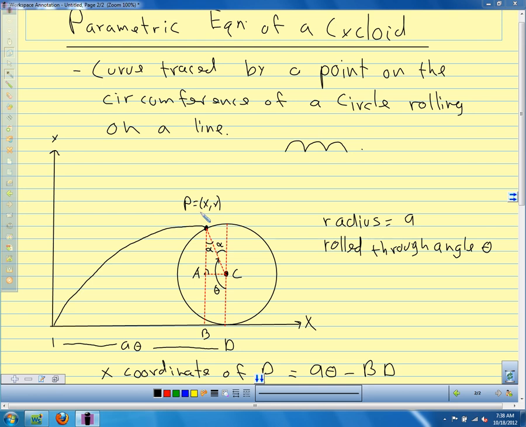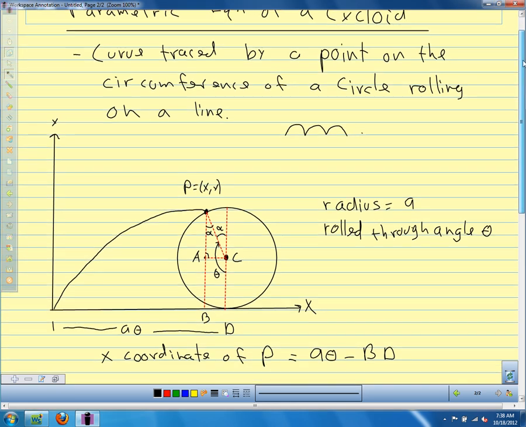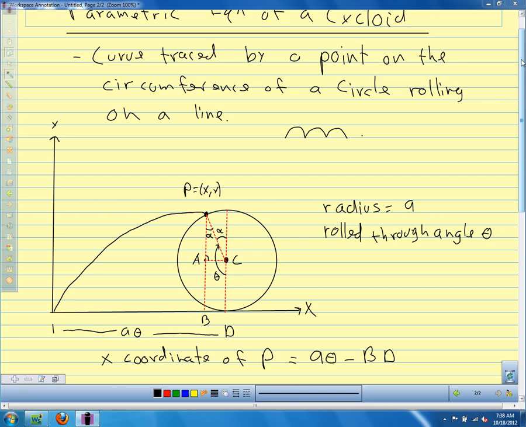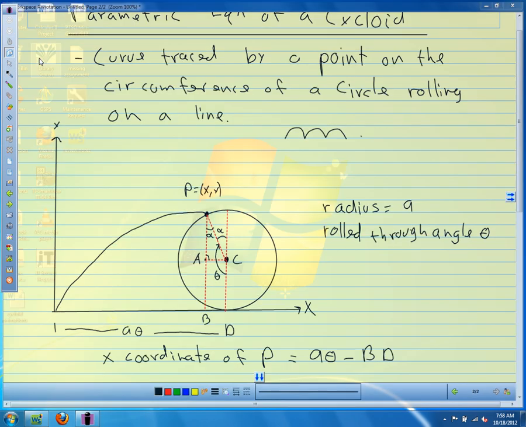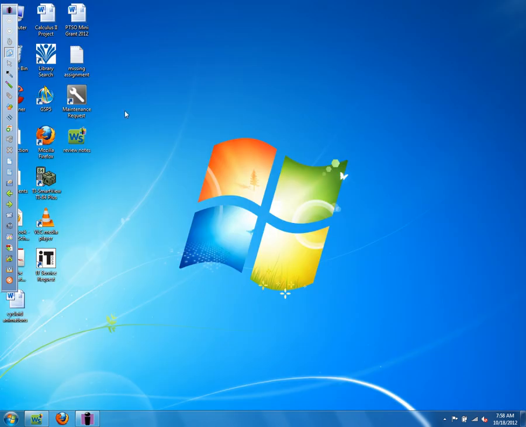We can also look at what happens when we roll a circle around a circle on the outside, or on the inside. Depending on the relationships of the radii, you get interesting curves. So let's look at those. I just wanted to go through this to show you how we come up with a set of parametric equations for kind of a complicated curve. So let me find that. Saved them last night. There we go.